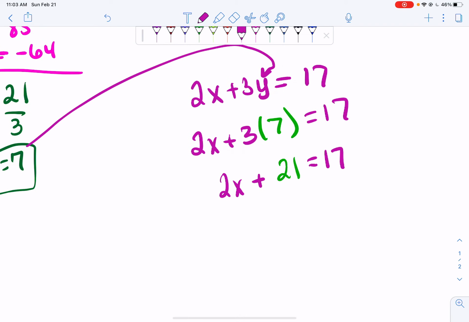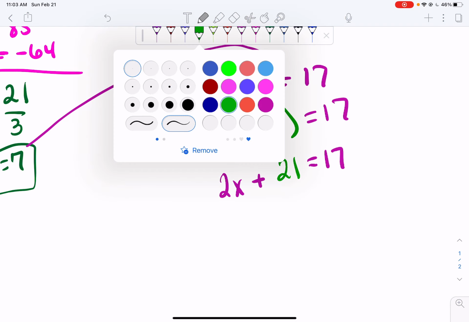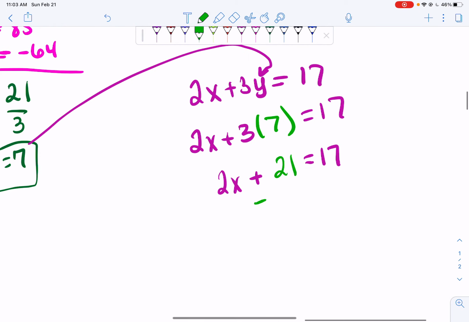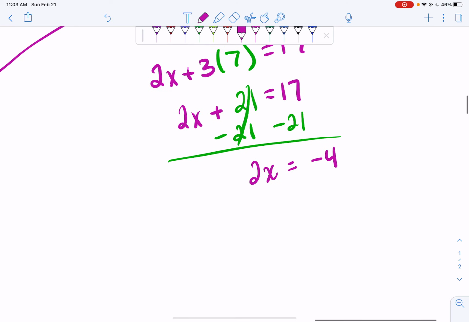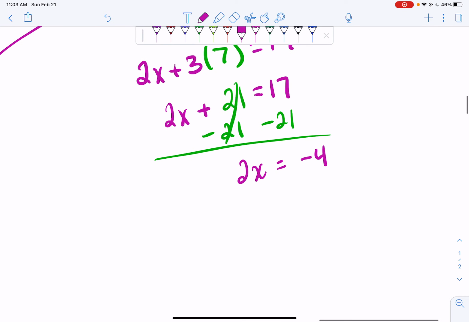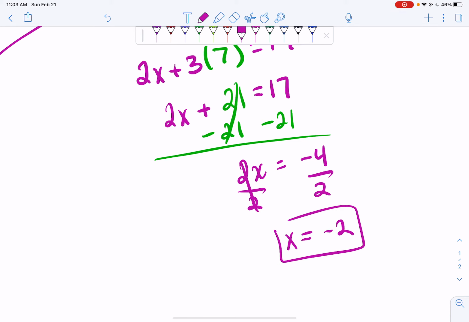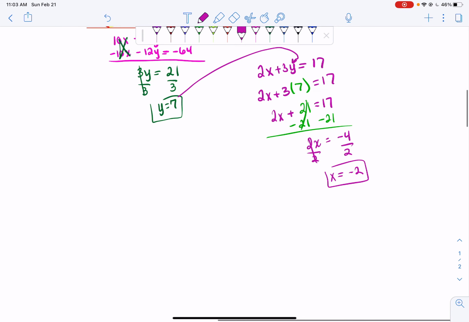equals 17. I have to get rid of my 21, so I'm going to subtract both sides of my equation by 21. So I get 2x equals negative 4. And then I divide both sides of my equation by 2 to get x equals negative 2. And that's your final answer, negative 2, 7.